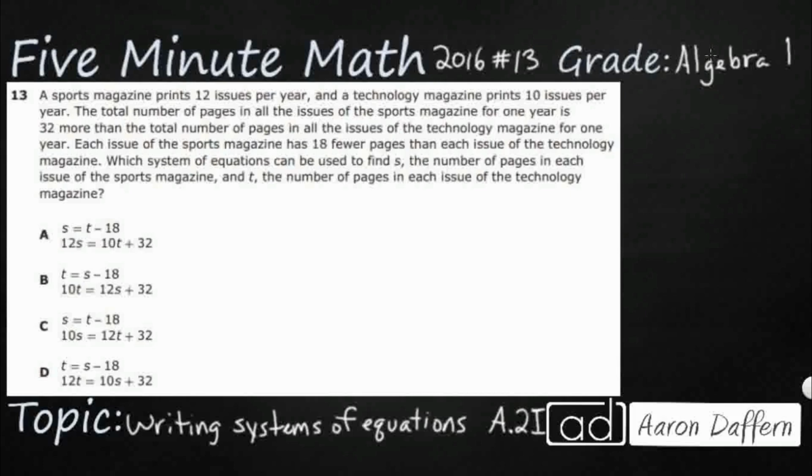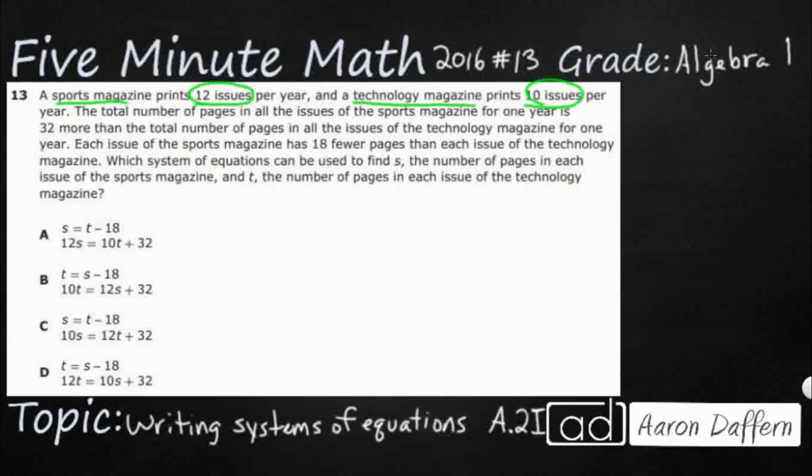So we've got some sports magazines and some technology magazines here. Sports magazines, I've got 12 issues per year. Technology magazine, 10 issues per year. And the total number of pages on all of the sports magazine issues for 1 year is 32 more than the total number of pages of the technology. Okay, so that's going to be kind of interesting. Each issue of sports magazine has 18 fewer than each of the technology. So we've got two different sentences that are going to help us figure this out.